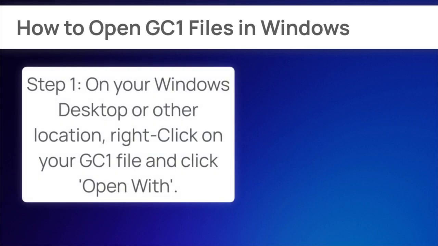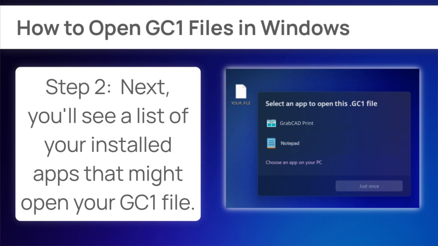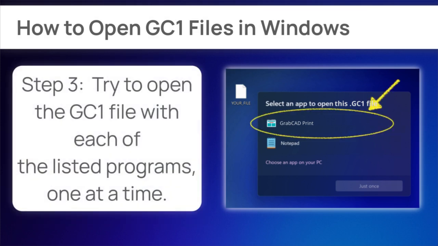We are performing a vital system software check. Right-click your GC1 file and choose Open With. Test with GrabCAD Print first. If it's missing, select another program. The fix is often a simple software switch.